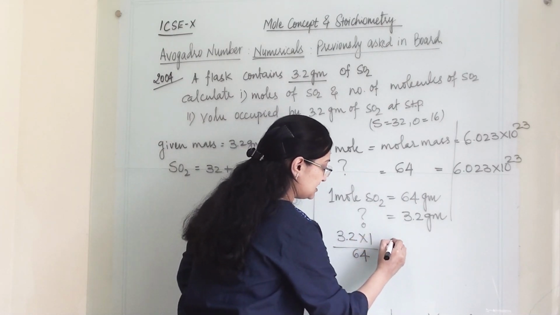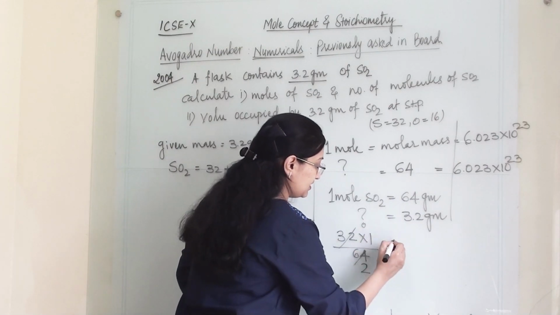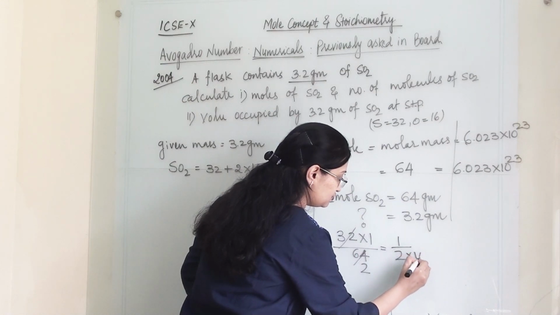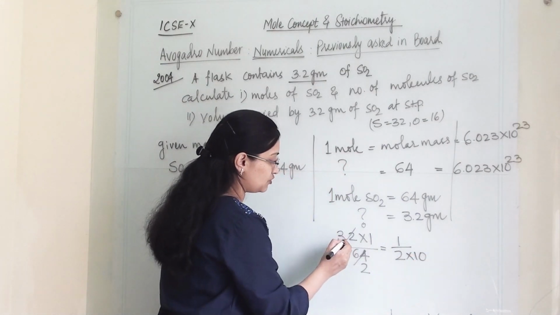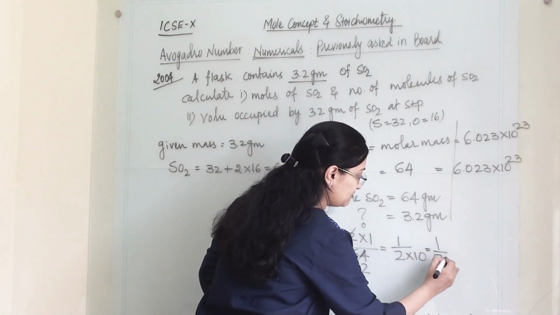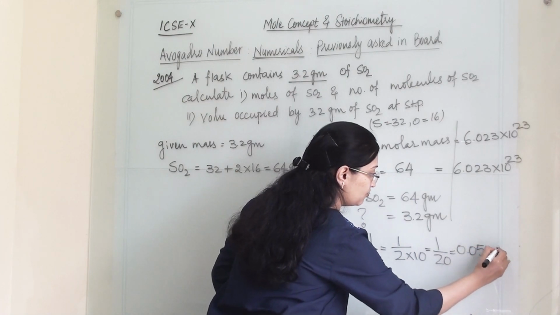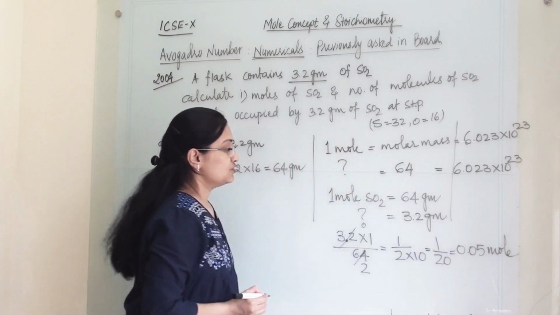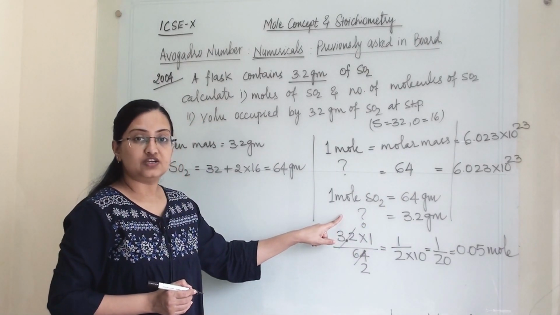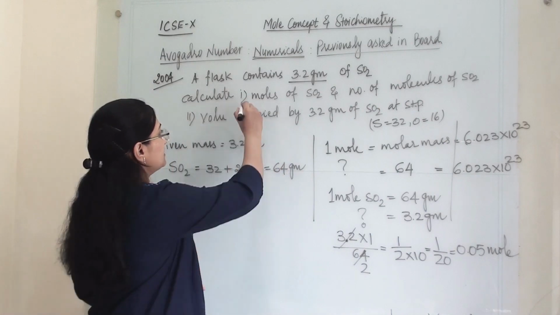So we will get here 1 divided by 2 into 10. Why 10? Because this was 3.2. So the answer is 1 divided by 20 equals 0.05 mole. So 3.2 gram has how many moles? 0.05 mole. Now we got this answer.